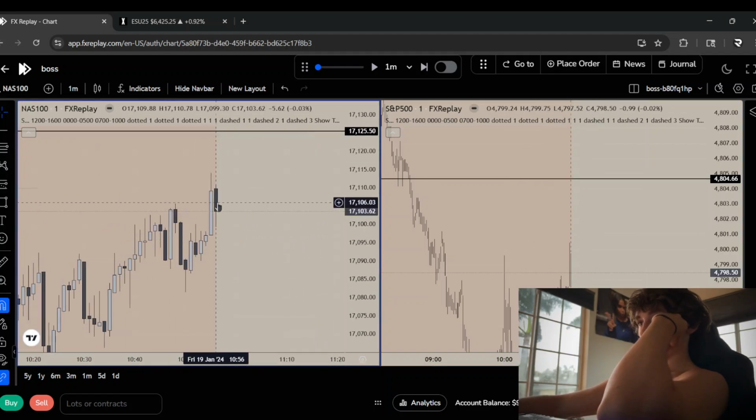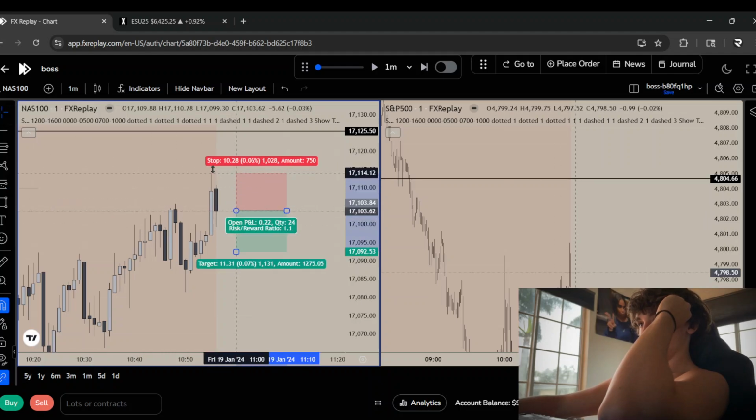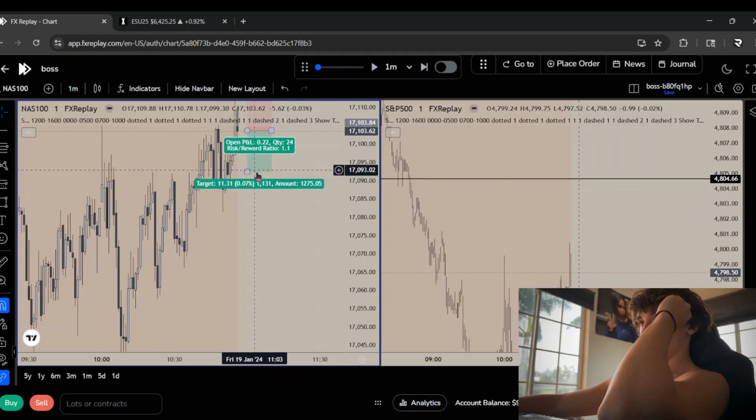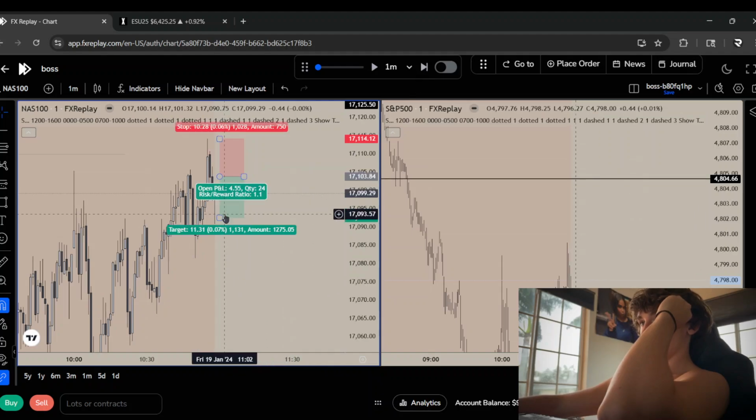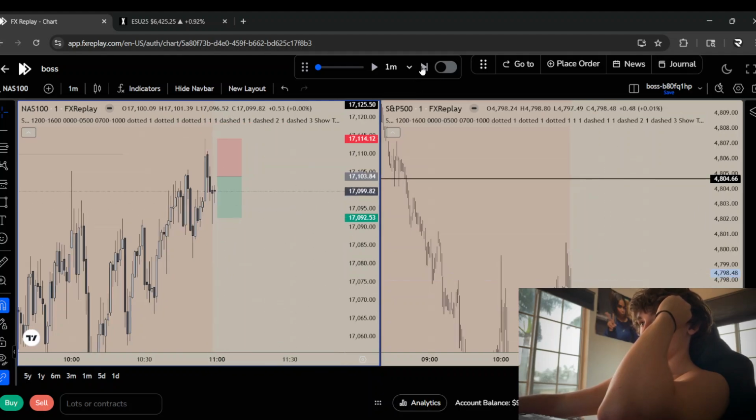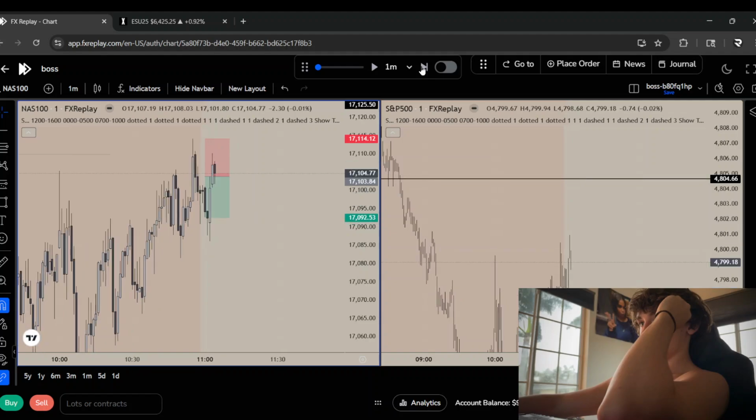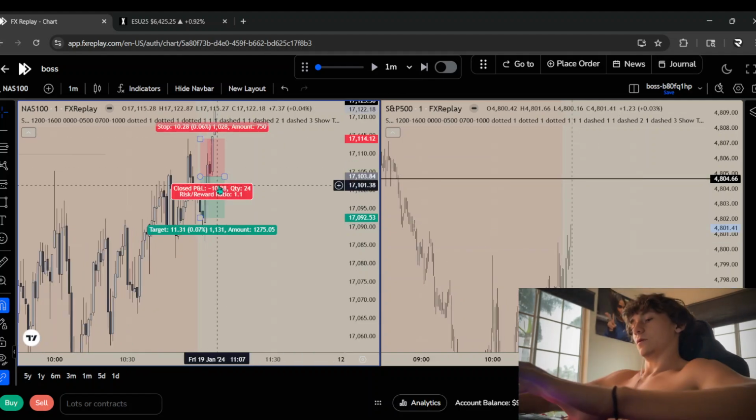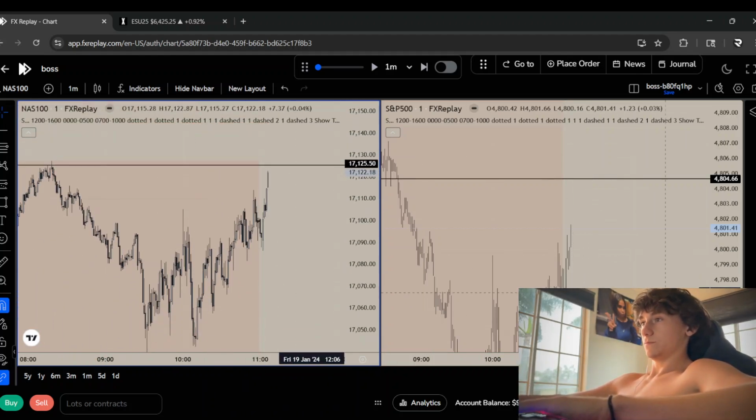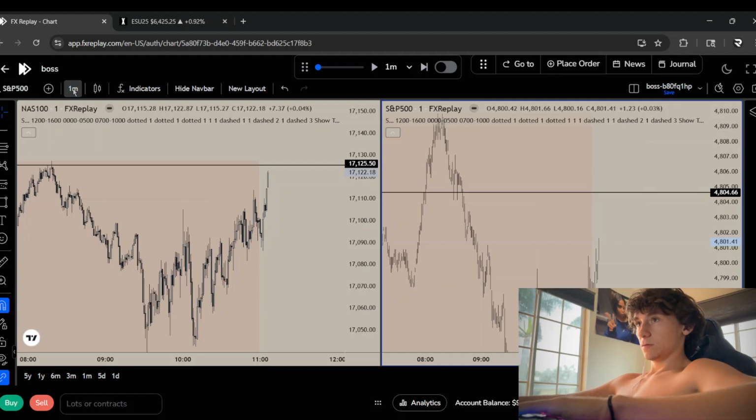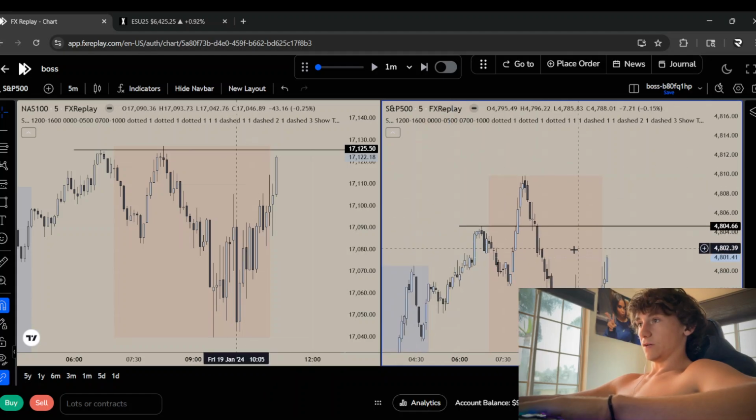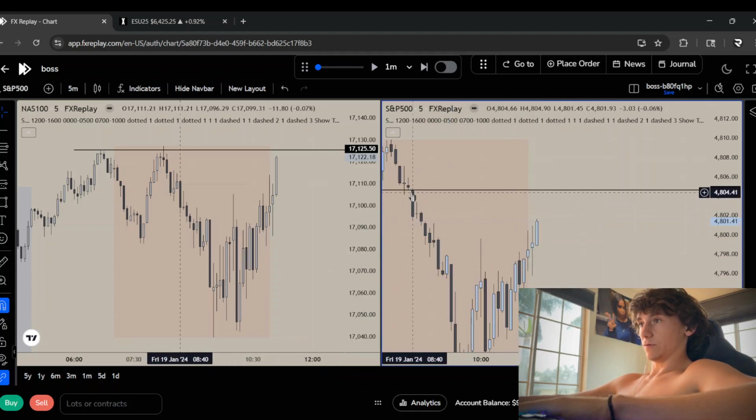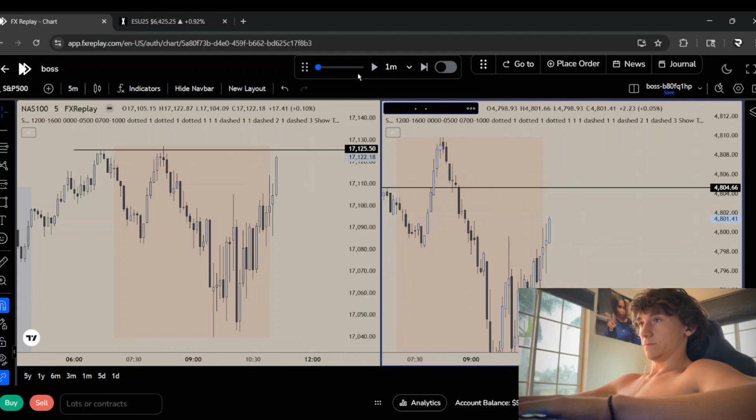I wouldn't enter because it's late in the day and ES didn't fill its gap, but let's just see. Oh, we actually would have got a 1-to-1 right there. Dude, maybe the 1-to-1s are the move. Let's go back to 5 minute. The final gap on ES is somewhere around here. Around that line.